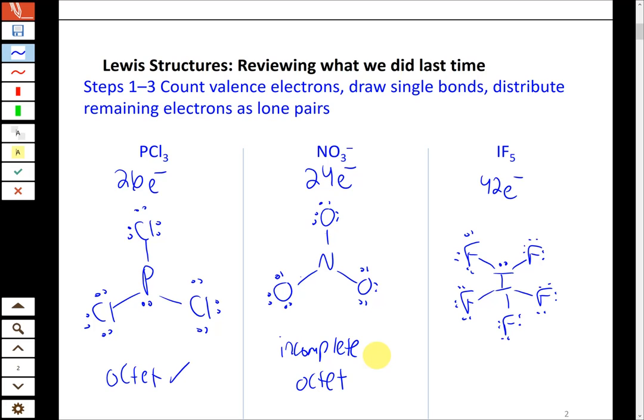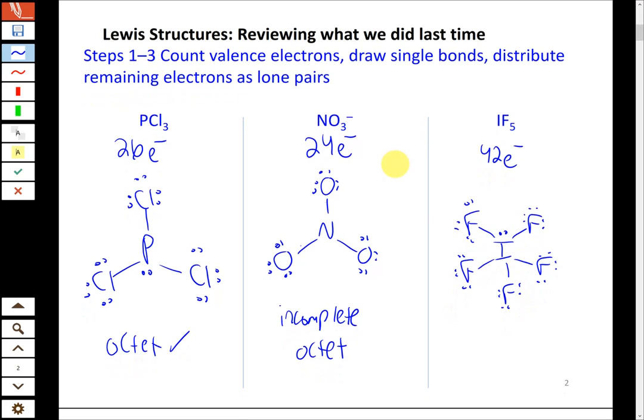And then for IF5, what we see is each fluorine has an octet. The outer atoms should, if you did the first couple steps right. And then our center atom has 2, 4, 6, 8, 10, 12 electrons: 5 bonds for 2 electrons each, plus the 2 lone pair electrons. So this one expands the octet. But that's going to be fine if your central atom is in the third row of the periodic table or below. Iodine is down there in the 5th or 6th row, probably 6th, and that one's going to be fine to expand the octet. So this one has 12 valence electrons around the central atom.